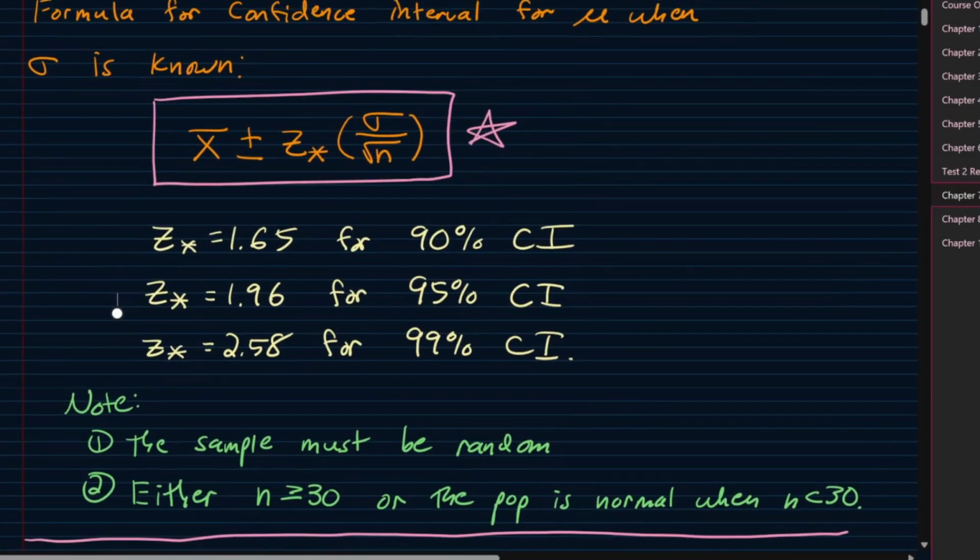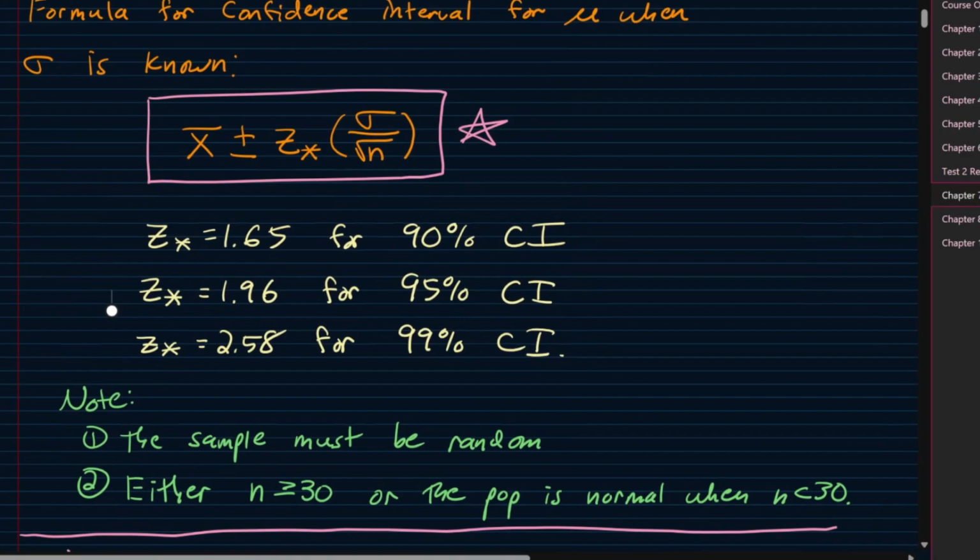And there are stipulations that, number one, the sample has to be random, and there needs to be some size requirement. So number two, either we have a sample of 30 or more, or if the sample isn't 30 or more, we know that the distribution is at least normal. Then we can still use the formulas.